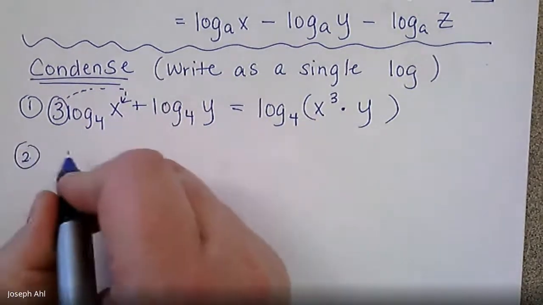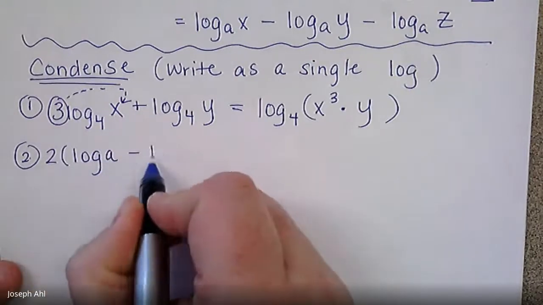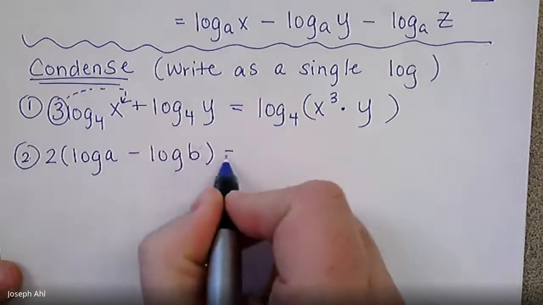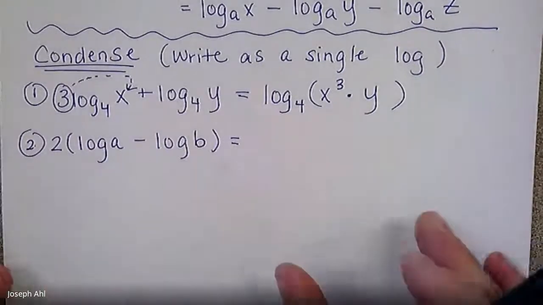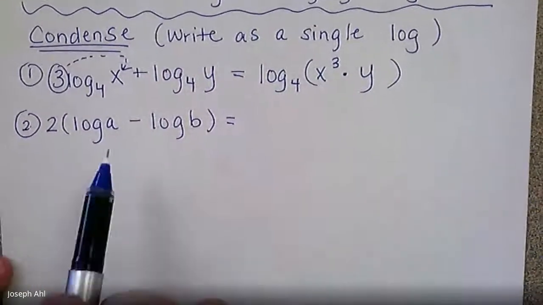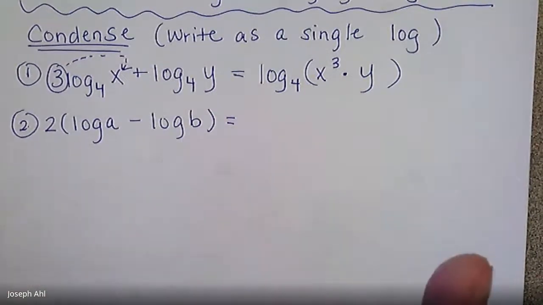All right, here's another example. If I gave you 2 parentheses log a minus log b. Now keep in mind, if I don't write the base of the log in, this should have been something we talked about in day 1, that it's base 10. Okay, so if there's no base written in, we know we're working with log base 10.